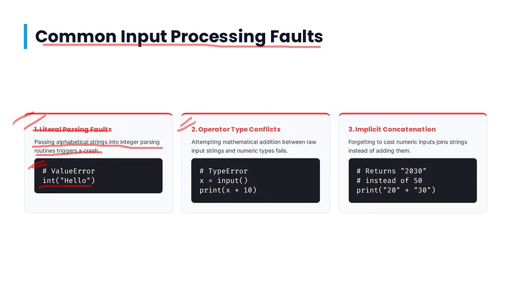Operator type conflict. Attempting mathematical addition between raw input strings and numeric types fails. TypeError: x = input(), print(x + 10). We have to give the data type or else it will not work. Implicit concatenation. Forgetting to cast numerical input joins strings instead of adding them, returning 2030 instead of 50. Print "20" + "30" as strings, it will concatenate and not sum.